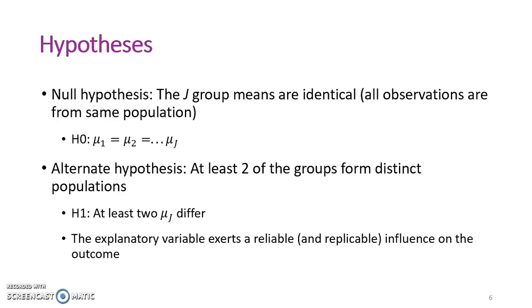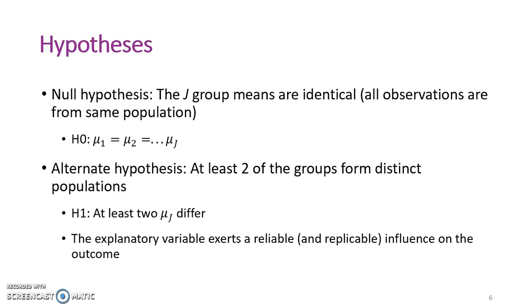And the alternate hypothesis would be that at least 2 of the groups form distinct populations. Now the alternate hypothesis is referring to group differences, but because we're testing this overall model with a predictor on the outcome and we have more than 2 groups, the alternate hypothesis for the overall model now becomes that at least 2 of those groups are going to have significantly different means.